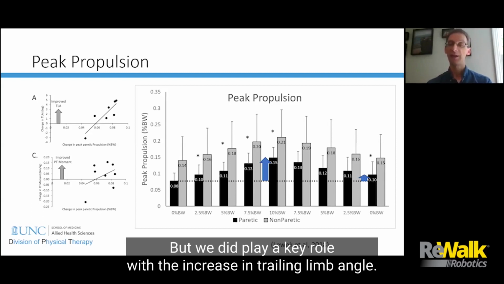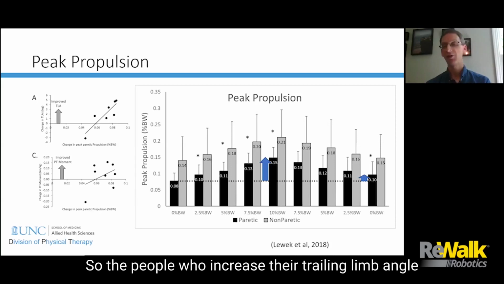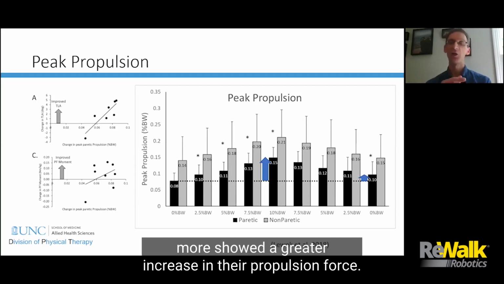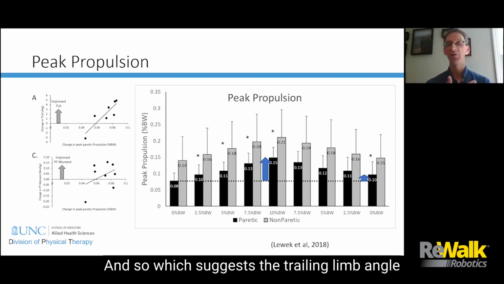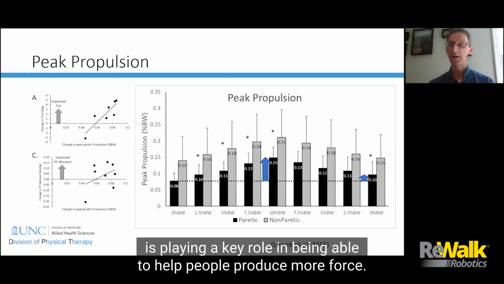But what did play a key role was the increase in trailing limb angle. So the people who increased their trailing limb angle more showed a greater increase in their propulsion force. Okay, so which suggests that the trailing limb angle is playing a key role in being able to help people produce more force.